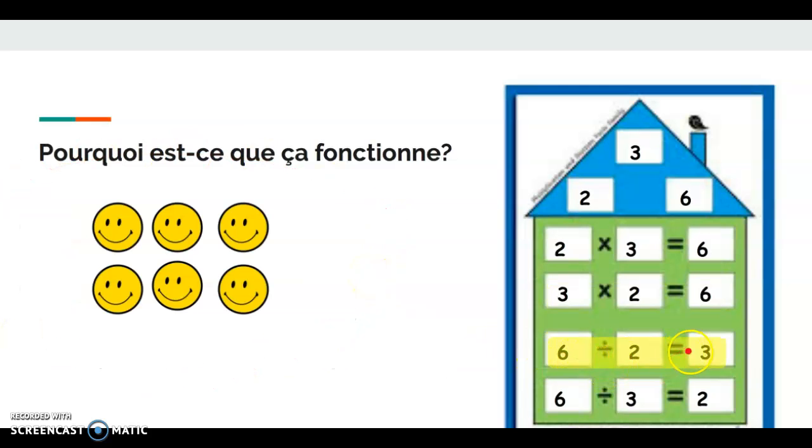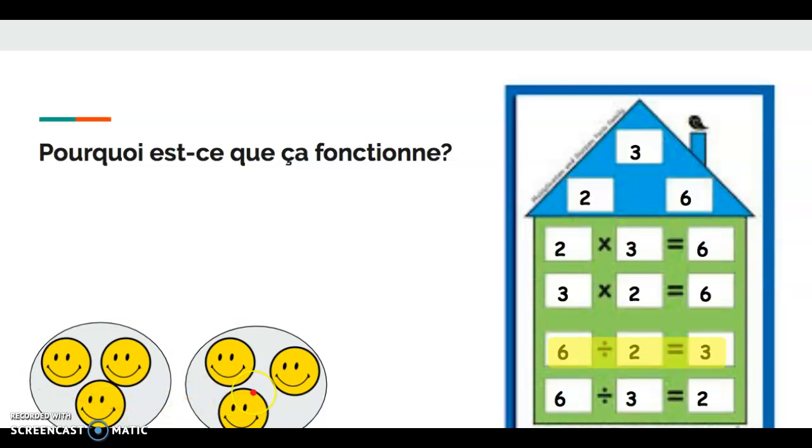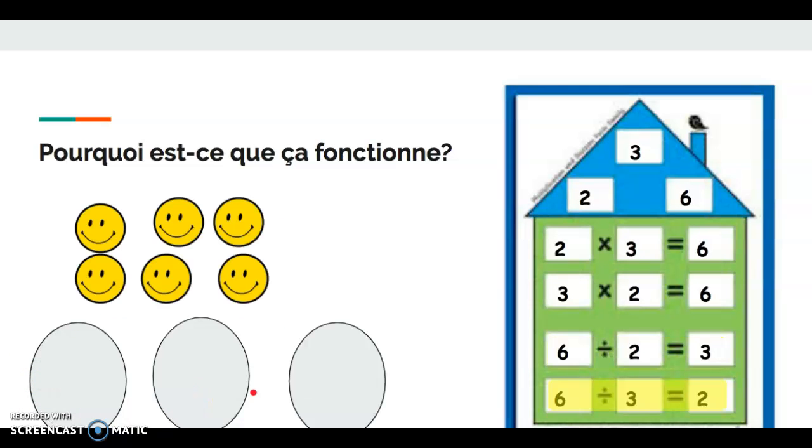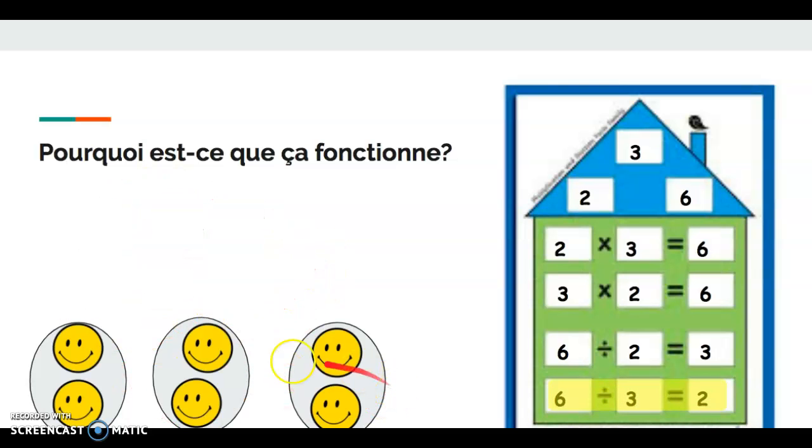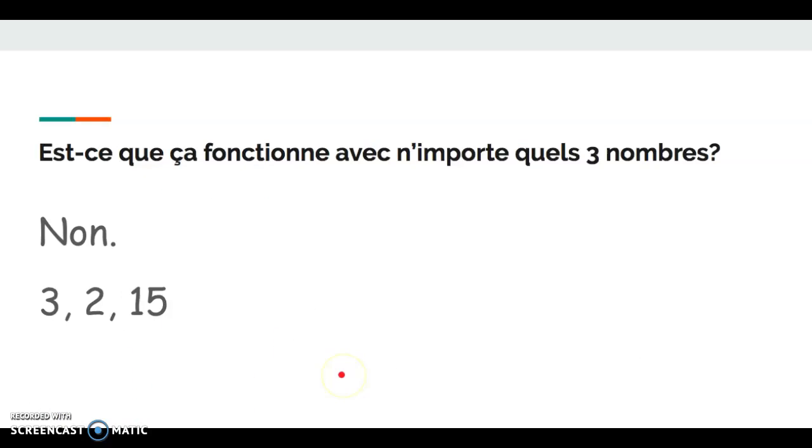For 6 divided by 2 equals 3, we have our 6 smiley faces. We're going to divide them into 2 groups, and then we can put 3 smiley faces in each group. Also, we can do 6 smiley faces divided by 3 equals 2, so we have our 6 smiley faces, and we'll divide them into 3 groups, and then 2 smiley faces fit in each group.